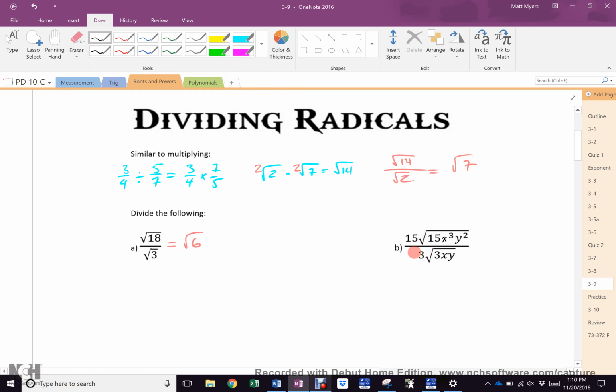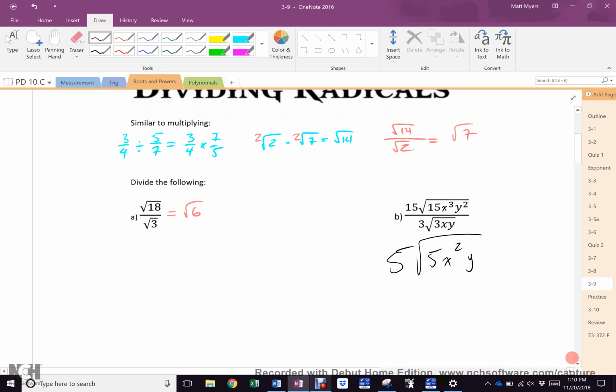What is 15 divided by 3? 5. That makes it look like the index. 5. What is 15 divided by 3? 5. What is x cubed divided by x? Squared. What is y squared divided by y? Y. Would you leave that answer as a final answer right now? Why not, Sean? Because that x can be moved out to where? Why? Because it's x squared. So that is 5x root 5y. Yeah? Nothing new. Easy peasy lemon squeezy.